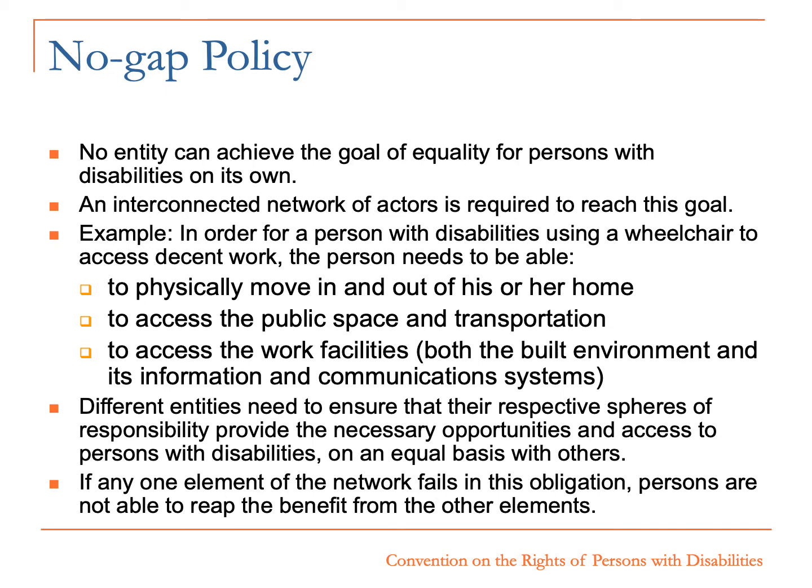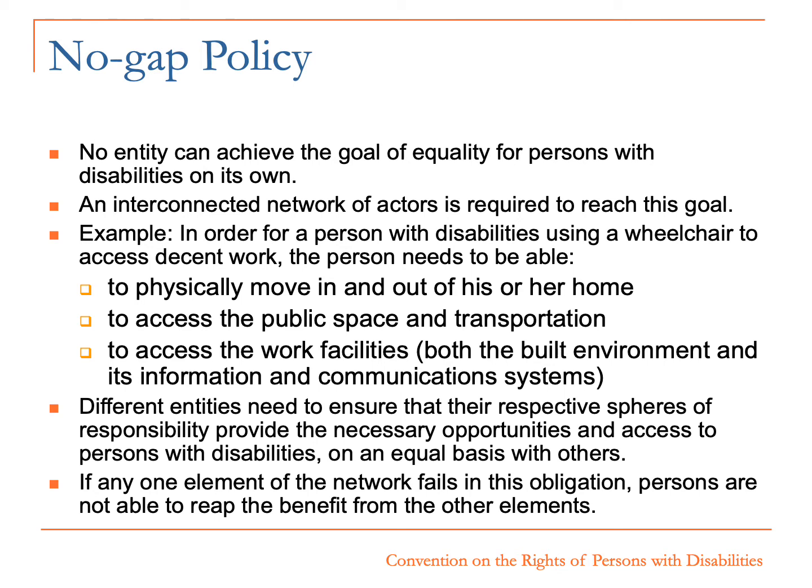An example: in order for a person with disabilities using a wheelchair to access decent work, the person needs to be able to physically move in and out of his or her own home. They need to access public space and transportation, and they need to access work facilities, both the built environment and its information and communication systems.